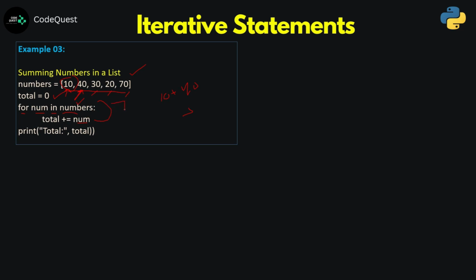So by the end of this entire for loop, I could get the total as 170, which I am printing in the next line.